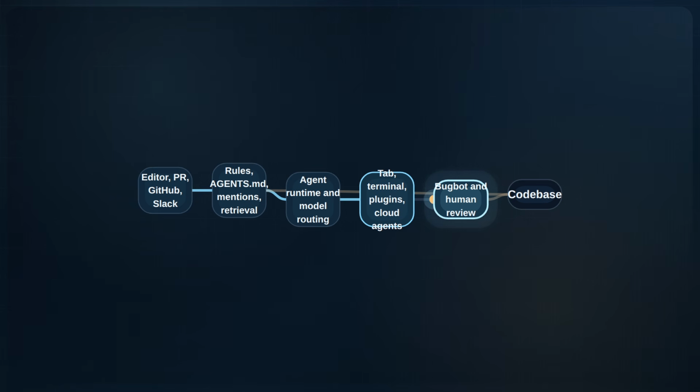Once you see the system that way, practical usage gets clearer. Small local edits belong to tab. Scoped implementation tasks belong to agent. Long-running or asynchronous work belongs to cloud agents. Diff skepticism belongs to review. Cursor is valuable when those layers cooperate well. It becomes dangerous when you forget which layer is acting, what context it has, and what boundary it is allowed to cross.